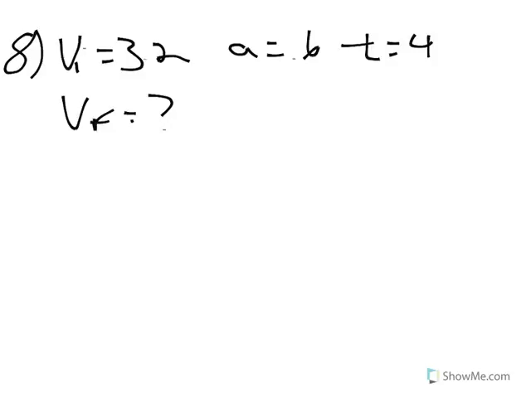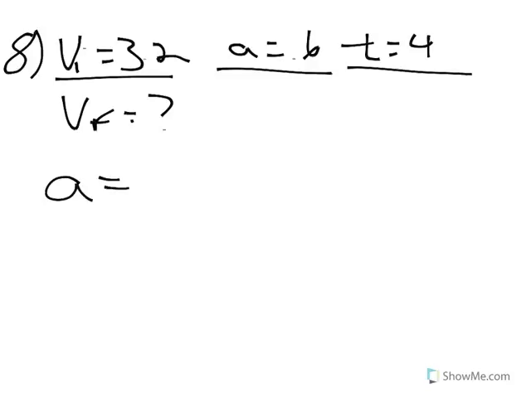Alright. Number 8. Basketball player is running at 3.2 meters per second. That's the initial. Decides to accelerate for the next 4 seconds. That's the time. He speeds up at an acceleration of 0.6 meters per second squared. What is his final velocity? What is his velocity at the end of the run?